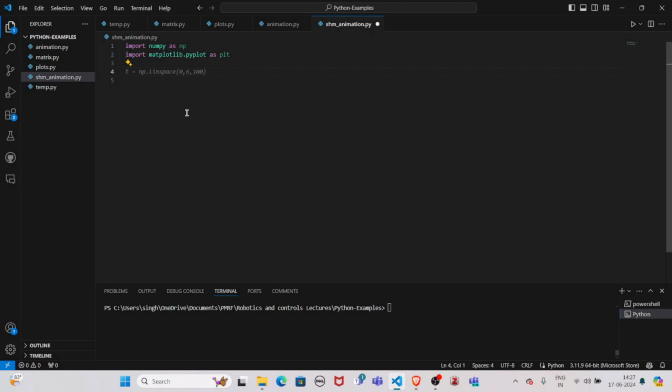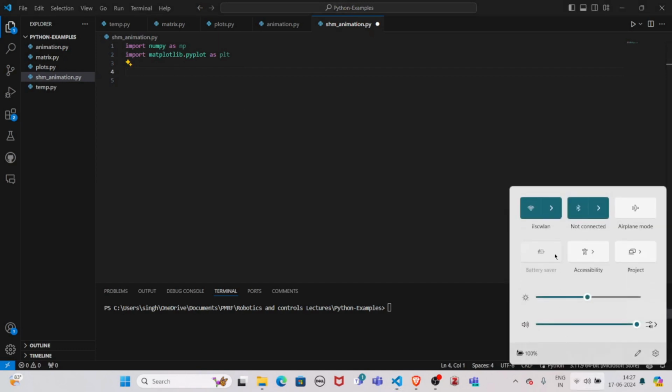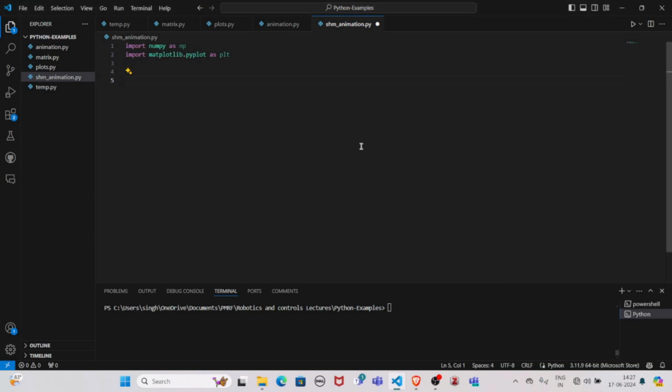Now let's write the parameters of the simple harmonic oscillator. Basic parameters. I'm just writing so that the code is readable. So let's start with mass. We keep it 1 kg. k is the spring constant. Let's keep it 10.